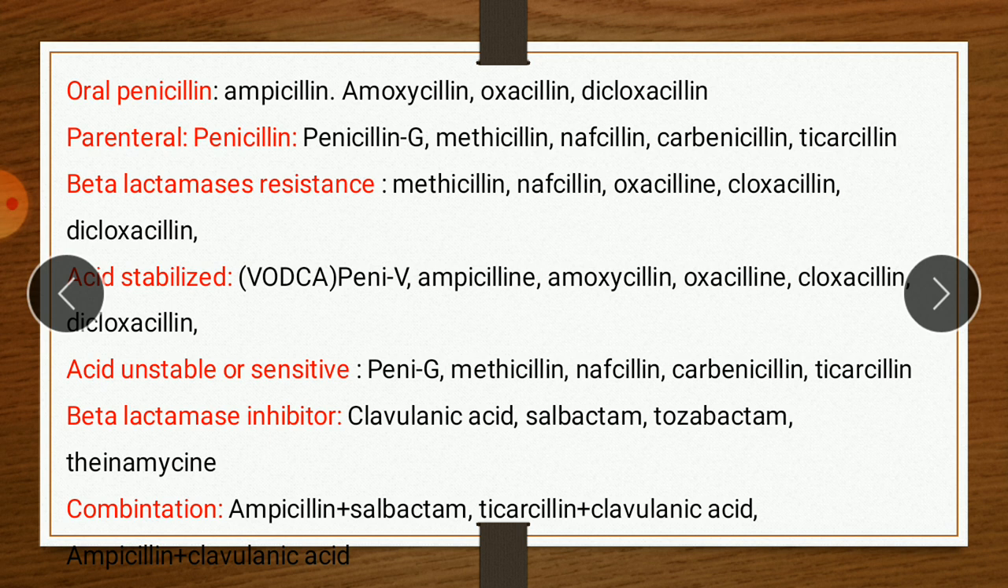Then beta-lactamase inhibitors, as we have seen: clavulanic acid, sulbactam, tazobactam, thienamycin. Combination therapy: ampicillin plus sulbactam, ticarcillin plus clavulanic acid, ampicillin plus clavulanic acid. So you should remember these examples. Sometimes in the exam, a question directly asks for a short note about oral penicillin, a short note about acid stable penicillin, or a short note on beta-lactamase resistant penicillin. So you should remember the examples of drugs used orally or parenterally, or which are examples of beta-lactamase resistant, etc. So it is about the penicillin.